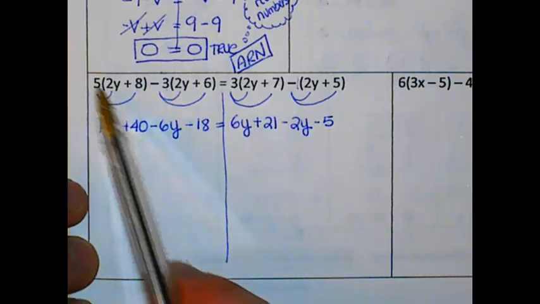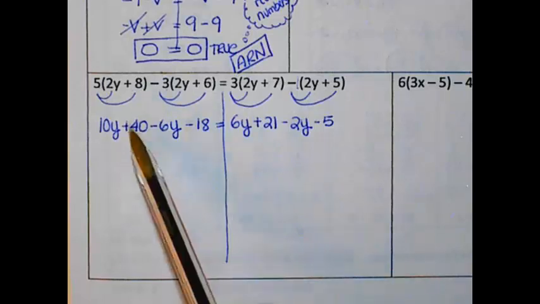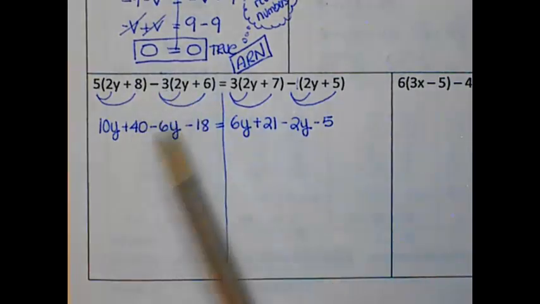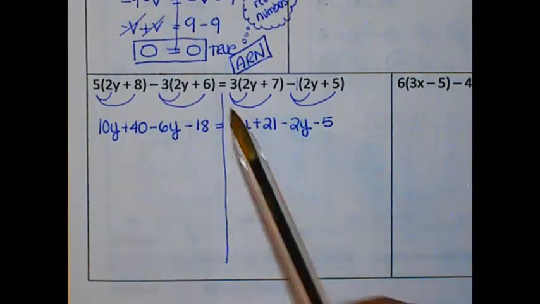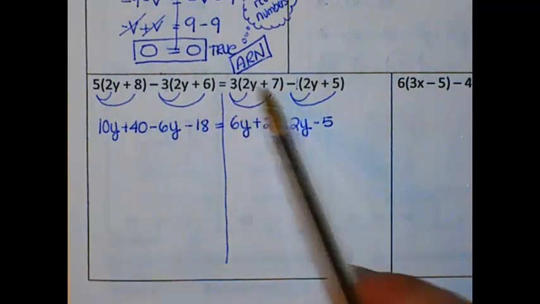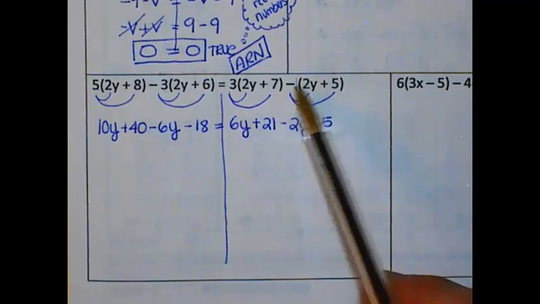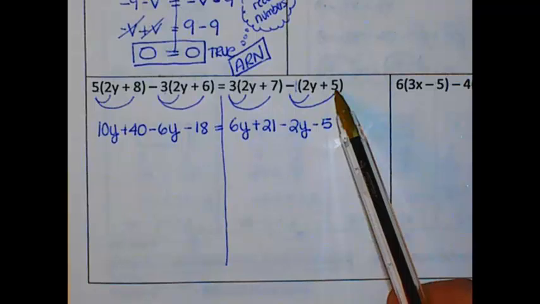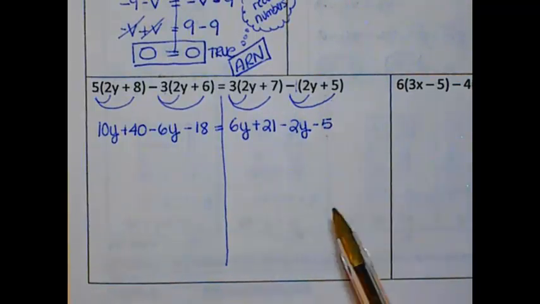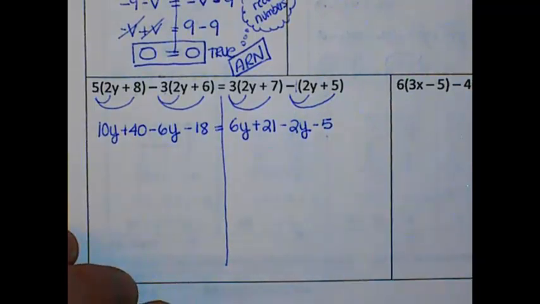Okay? So 5 times 2y is 10y. 5 times 8 is 40. Negative 3 times 2y is negative 6y. Negative 3 times 6 is negative 18. 3 times 2y is 6y. 3 times 7 is 21. Negative 1 times 2y is negative 2y. Negative 1 times positive 5 is negative 5. Alright, so I eliminated parentheses.